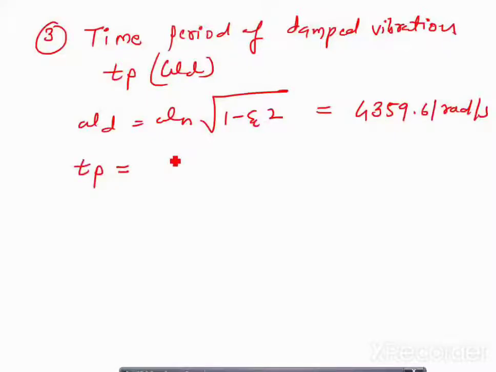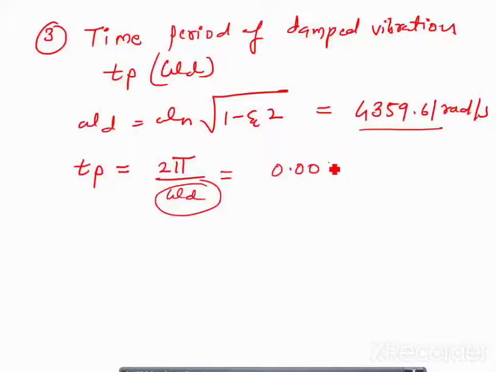Now easy, what I have said, find out the time period. So what is time period? Tp is equal to 2 pi upon omega d, right? So time period of damped vibration. So you are getting 2 pi divided by this particular value of omega d as 4359.6. So you are getting 0.001444 seconds. So this is your answer.